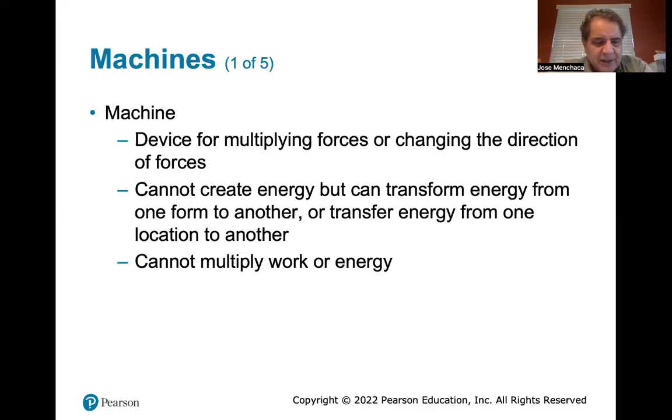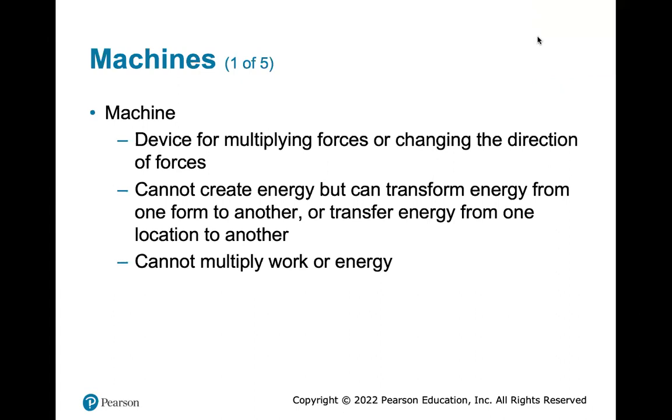Okay, this is the last section of chapter 7. We're going to discuss machines and sources of energy, alternate sources of energy, but we'll start with machines. Let me dismiss my image. A machine is a device for multiplying forces or changing the direction of forces.